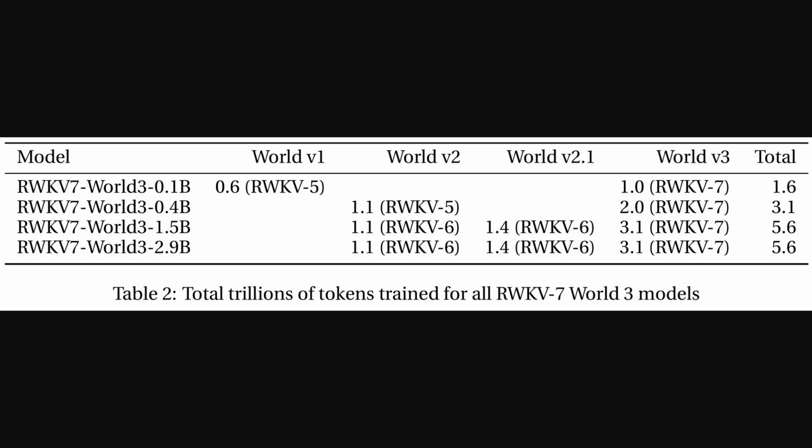Alright, so for a model with such a sophisticated internal logic to actually work well, you need to train it on an enormous amount of data. This table gives us a sense of that scale. It shows the total number of tokens, which are basically pieces of words, used to train the different RWKV-7 models. You can see the training was done in stages, using different versions of a dataset called World. If you look at the largest models, the 1.5 and 2.9 billion parameter versions, they were trained on a staggering 5.6 trillion tokens in total. That massive multilingual dataset is what allows the model to develop its strong capabilities across many different languages.